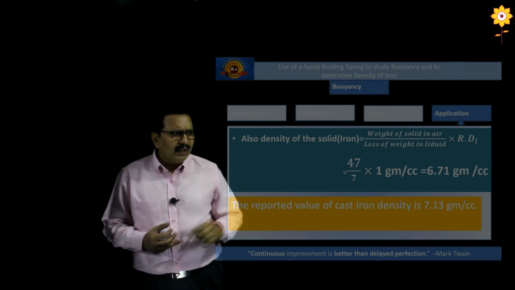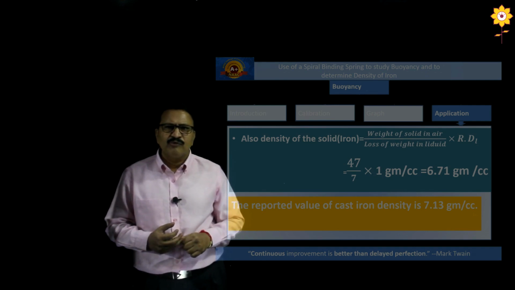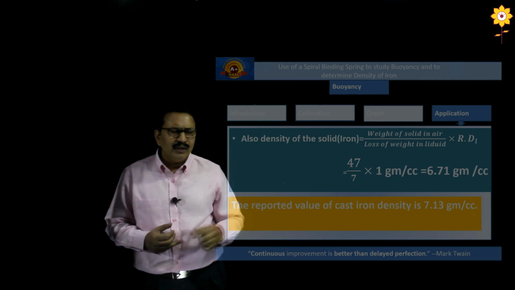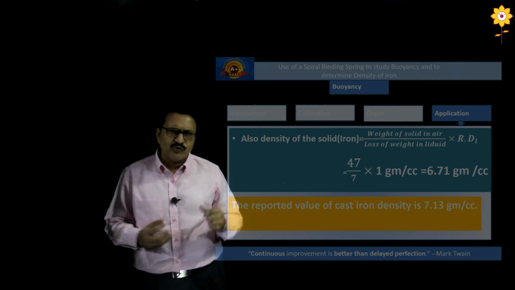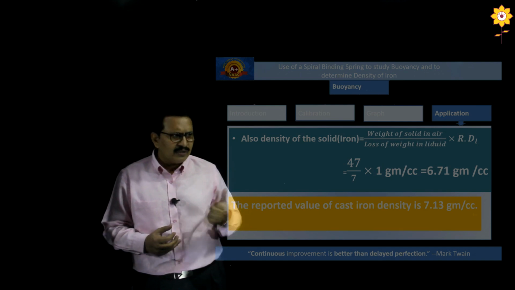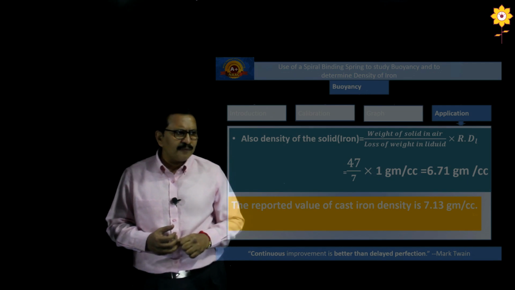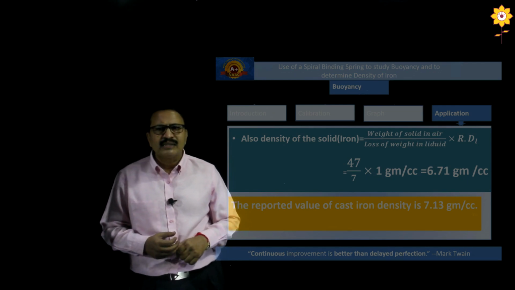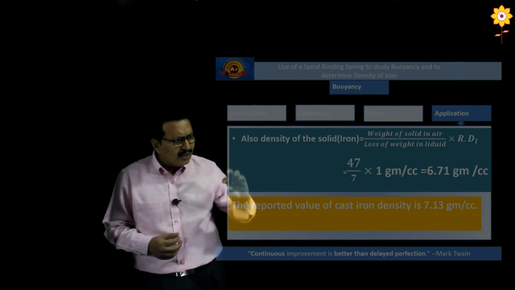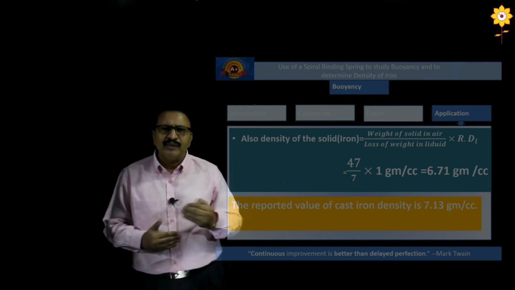Putting in the respective values, the weight of the solid in air turned out to be 47 grams, and the loss of weight in the liquid is 47 minus 40 grams, which is 7 grams. This works out to be 6.71 grams per cc. And the reported value of the cast iron density is 7.13 grams per cc. So it is falling well within the range of the reported value.